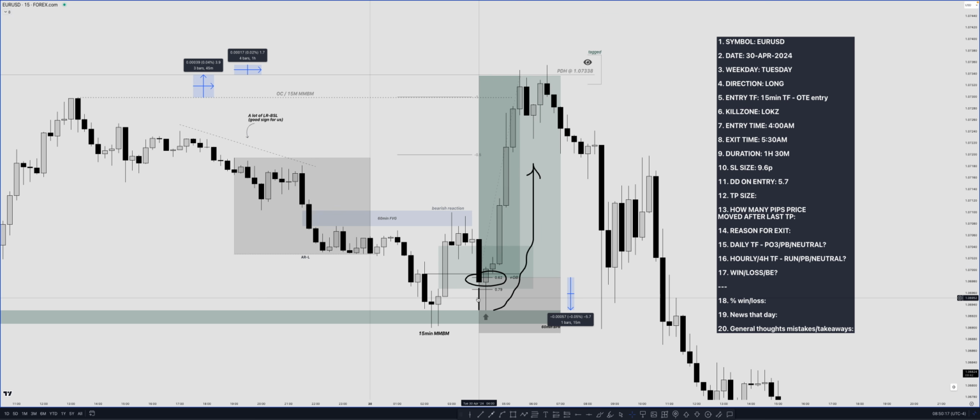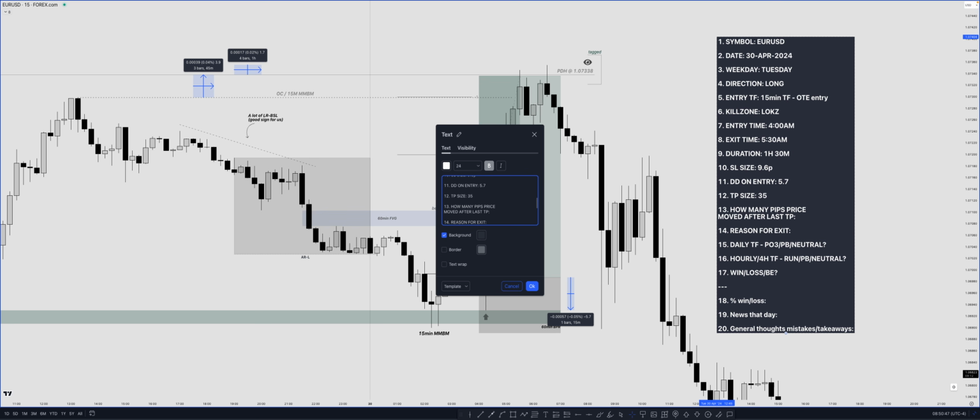Now, moving on, let's delete all these things right here. We have a take profit size. So in this case, we can see that it was 35 pips. Now, why do we track that? When we have enough trades, let's say 60, 70, ideally 100 or even 200, the more the better.